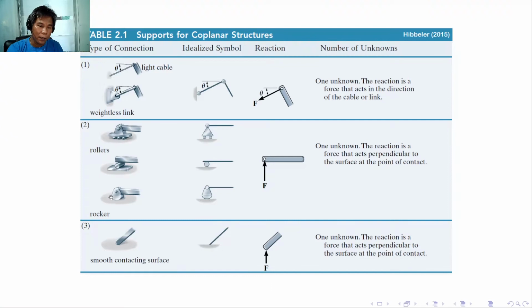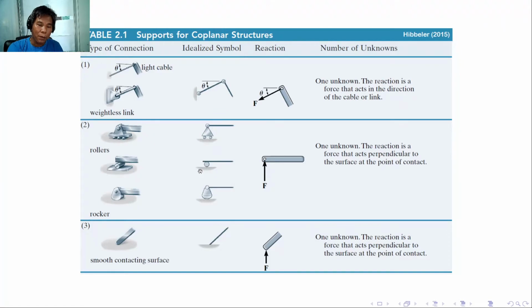Unlike the rocker, as you can see, this is the actual dimension or the actual structure, I mean, and then the idealized symbol will be like this one, just like a rocker. Now, the force for a roller or a rocker is just one unknown. This reaction is a force that acts perpendicular to the surface at the point of contact. Remember, it should be perpendicular to the surface at the point of contact.